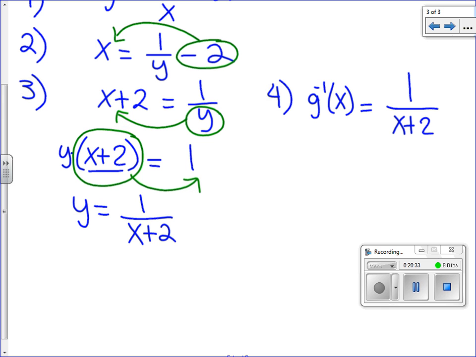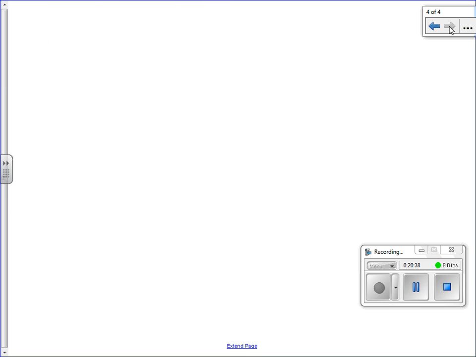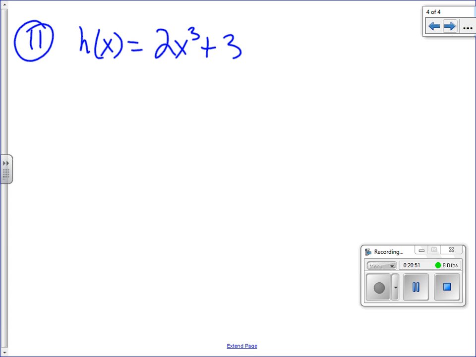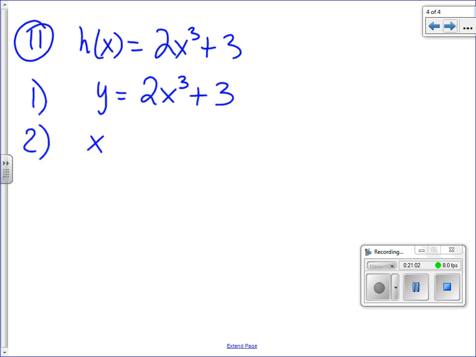Okay, we're going to do one more, and that will be the last one. Let me see the time. We have 2 minutes. We can do it. And so we're going to do number 11. So we have the function h of x is equal to 2x cubed plus 3. So step number 1, replace h of x with y. Step number 2, interchange x and y. Step number 3, solve for y.